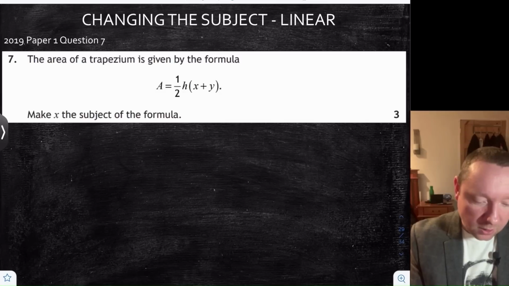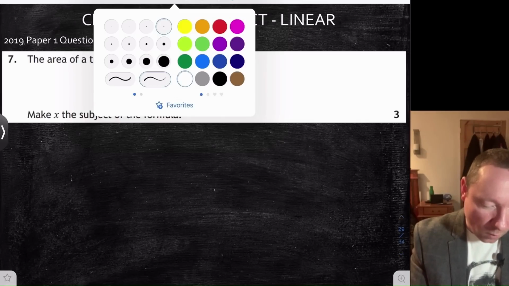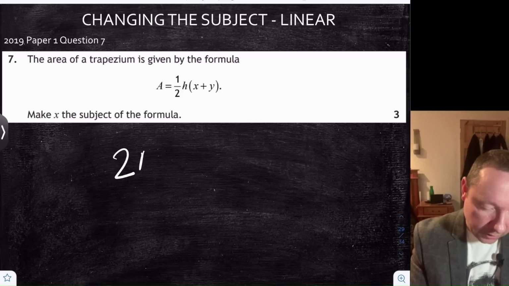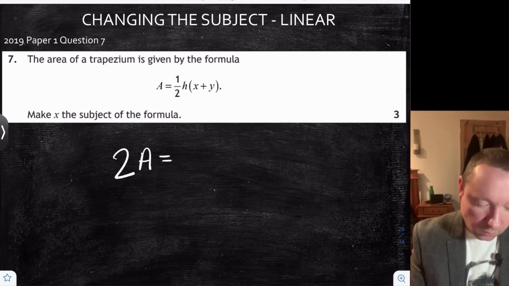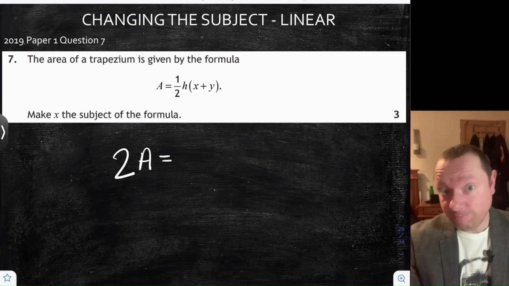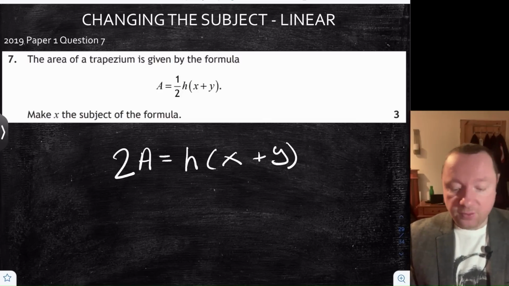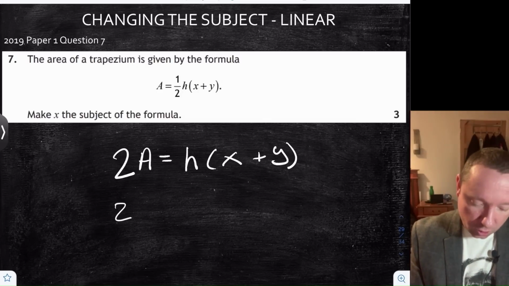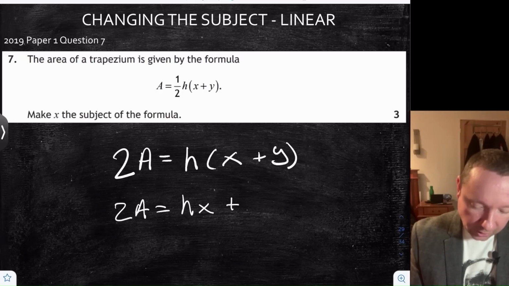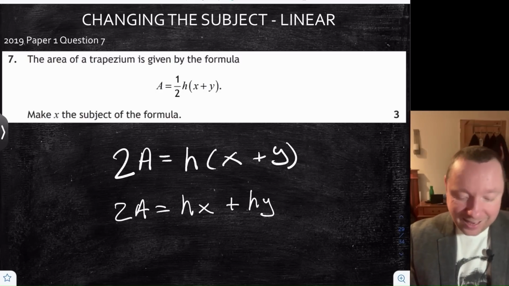So I'm going to times both sides of this equation by 2. So in step 1, I'm going to write 2a on the left-hand side equals, well, 2 times a half is 1. So h times x plus y is all that's left. And now we can expand our bracket. 2a is equal to h times x plus h times y.